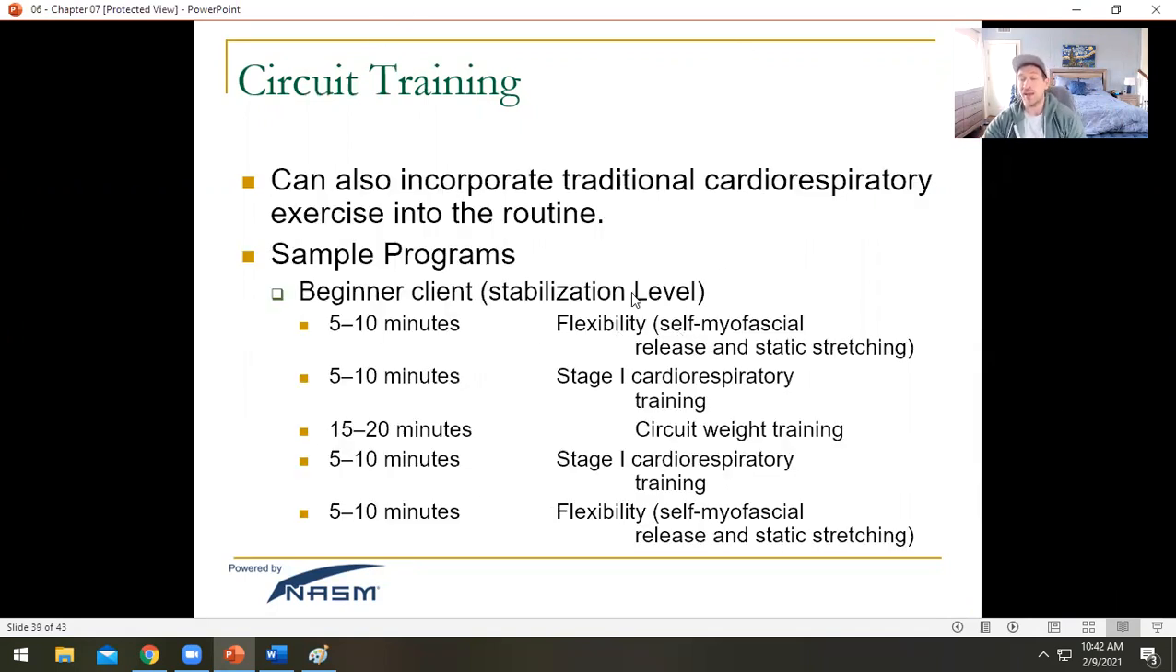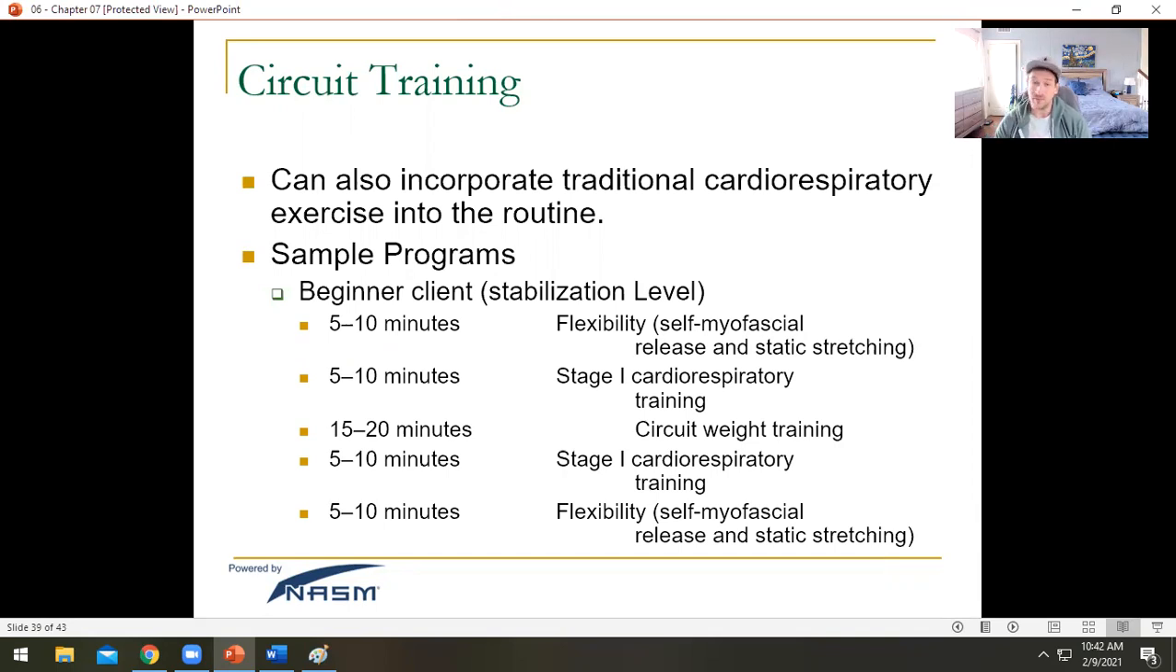So this is actually how we might incorporate it into a session. This is a 60-minute session here. We might start with a little bit of flexibility in the beginning, do a little bit of cardio training just to get them on the treadmill, really get the blood pumping, do a little circuit training, get a little bit more cardio at the end, and then do some flexibility and kick them out of the gym. That's a great way to really amp things up.